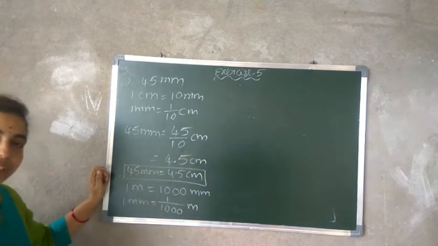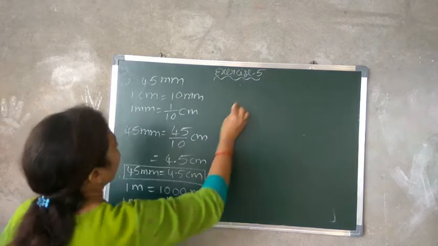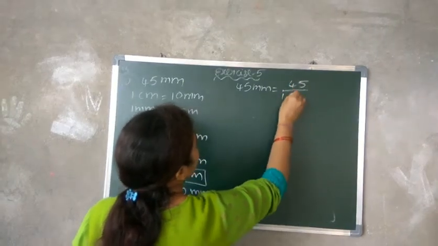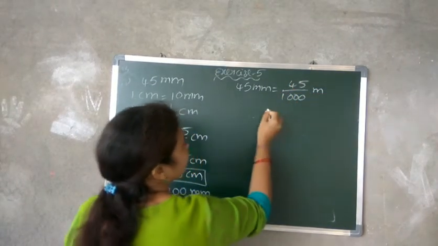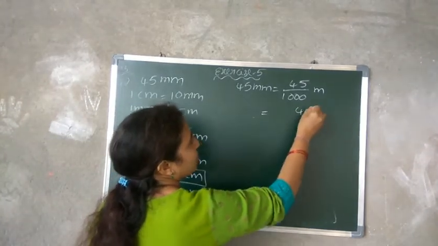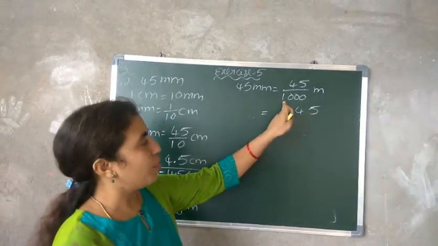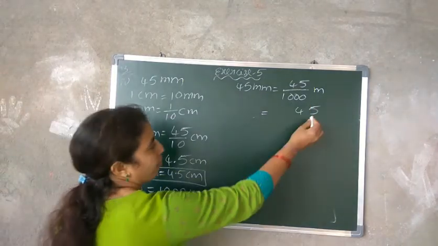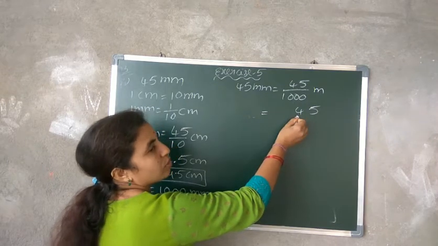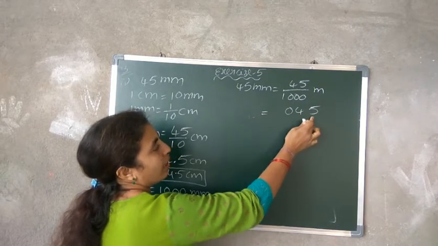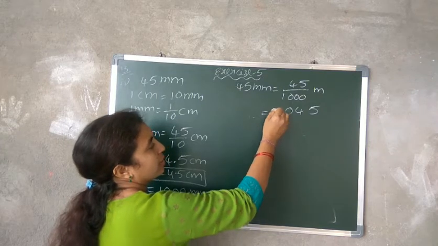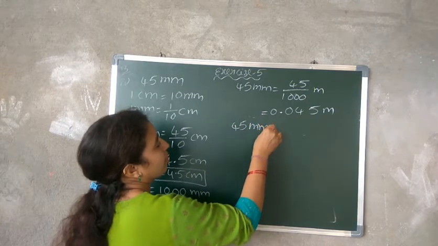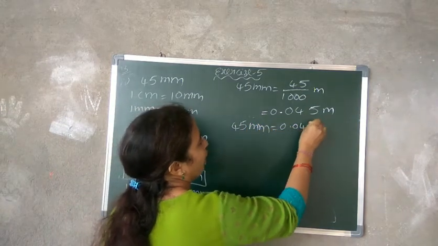So 45 millimeters is 45 by 1000 meters. Write the numerator as it is, 45. After that, see how many zeros you have in the denominator? We have 3 zeros, so count 3 digits. 1, 2, there is no third digit, so write 0. Now 1, 2, 3 and point. So 45 mm is equal to 0.045 meters.